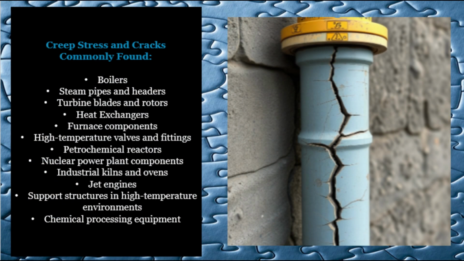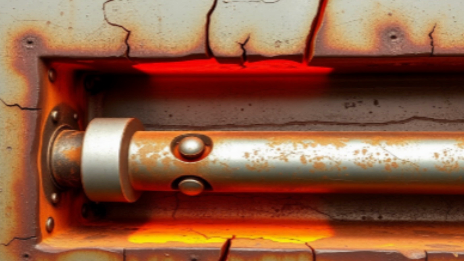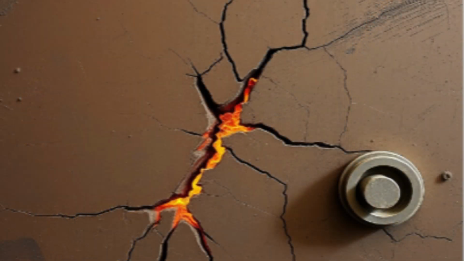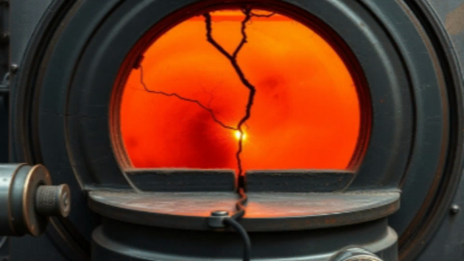Common in equipment. Creep stress is especially common in boilers, steam pipes, turbine blades, and furnace components. Boilers and steam pipes operating at high pressures and temperatures experience creep in areas exposed to continuous heat and load, like pipe bends and weld joints. Turbine blades in gas and steam turbines face high temperatures and rotational stress, making them susceptible to creep deformation and cracking. Furnace components, like heat exchangers and refractories, also endure sustained thermal stress, leading to creep over time.